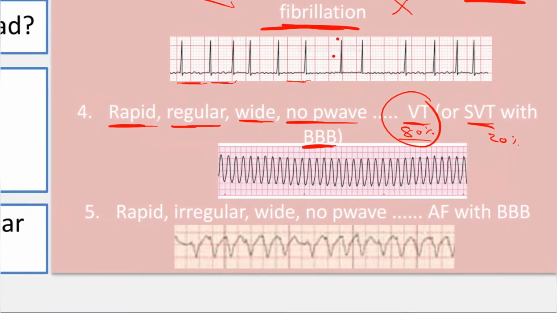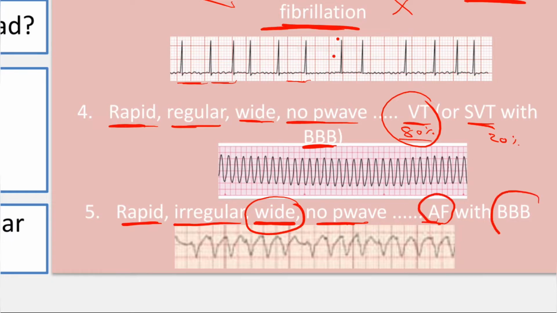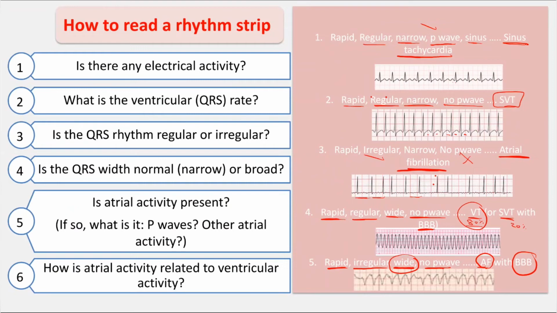Another one is less common. When the patient is having a rapid heart rate, it is irregular, the QRSs are wide, and there is no P wave. So it looks like an AF. The only problem is that the QRS is wide. That's why it's called AF with bundle branch block. Usually in bundle branch blocks, the QRS will be wide.